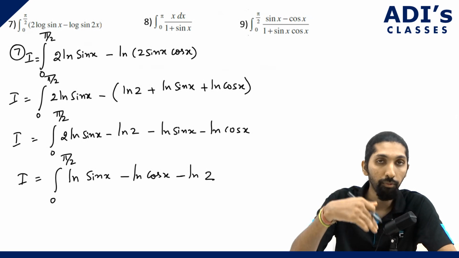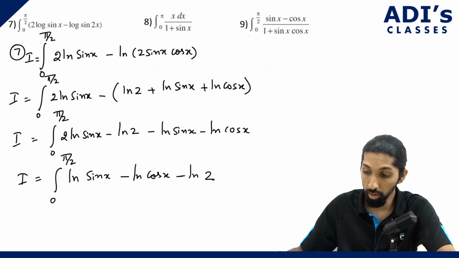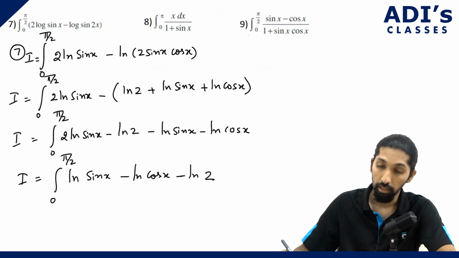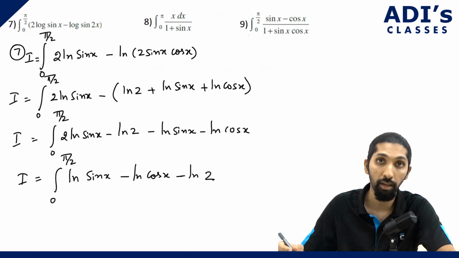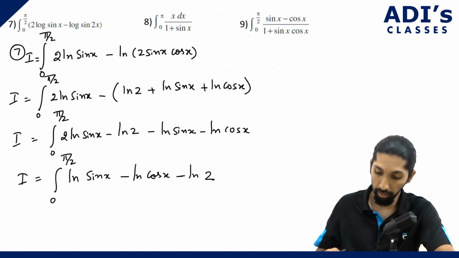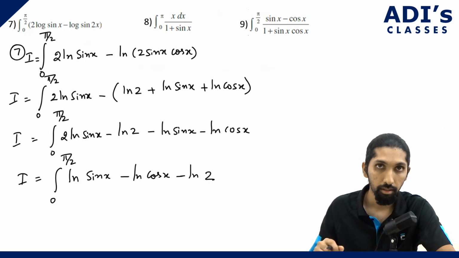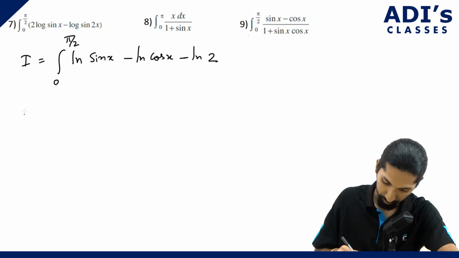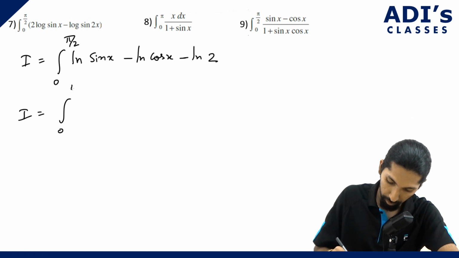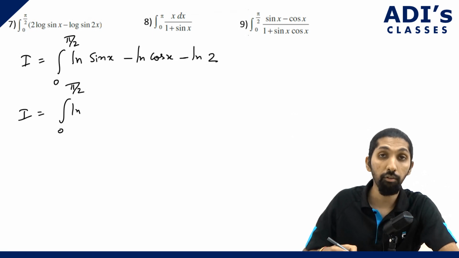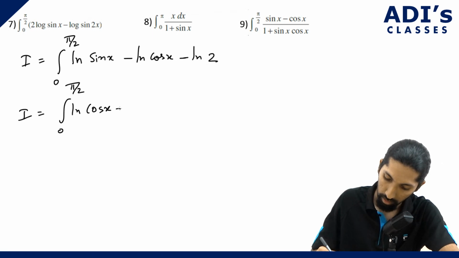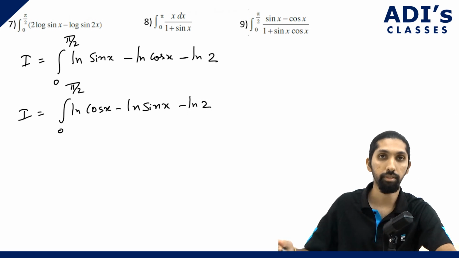And now, before you integrate, let's apply one of the properties of the definite integral. That is a minus x. Remember, f of x is f of a minus x. We are going to apply that for this one. Alright. So if you apply that, what you're going to get is I is equal to 0 to pi by 2 log of sine of pi by 2 minus x, which is cos x, log of cos x minus log of sin x minus log 2, right?